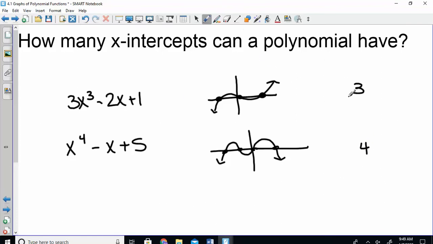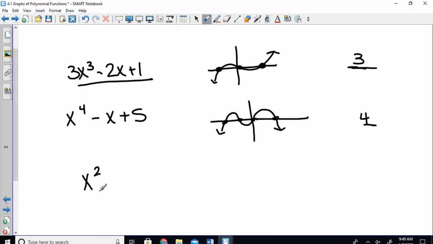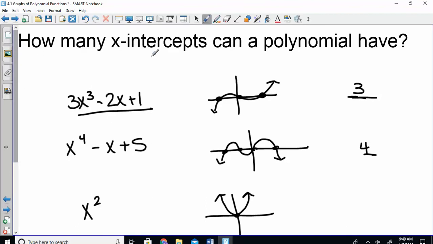How are those numbers related to the function? Yeah, that degree. Now, do they have to? We think about x squared. That means it could have 2 x-intercepts, right? But when we graph x squared, does it hit the x-axis 2 different times? No. So the number of x-intercepts is at most the degree.